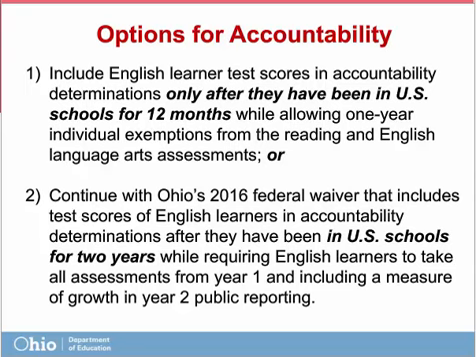Or our second option is to continue with the provisions contained in our 2015 federal ESEA flexibility waiver. This option excludes newly arrived EL students from the proficiency calculations such as the indicators met, the PI score, and the AMO proficiency calculation for the first 2 years that they are in a school. However, in return for that second year of exemption from the proficiency calculations, students must take all assessments from year one, and they must be included in their schools and districts' value-added calculation during their second year in the school.